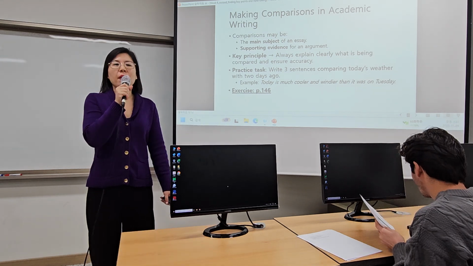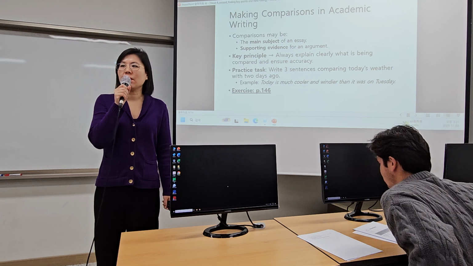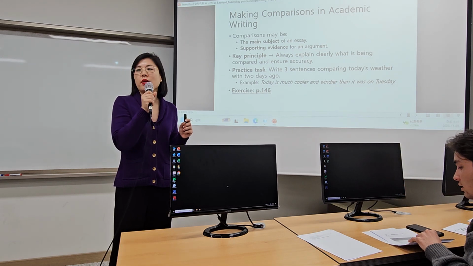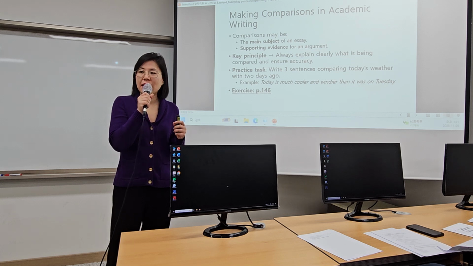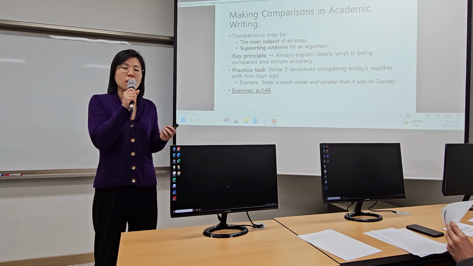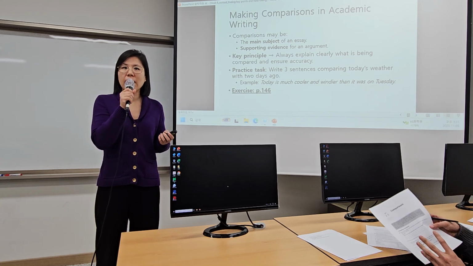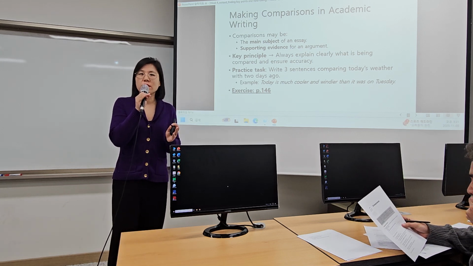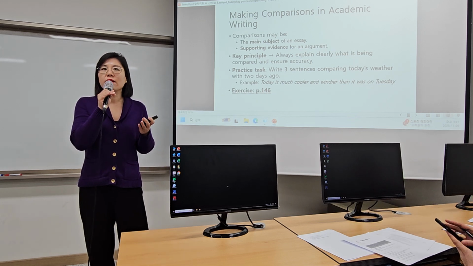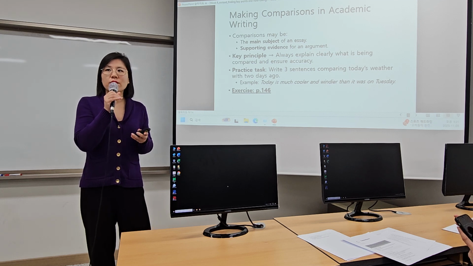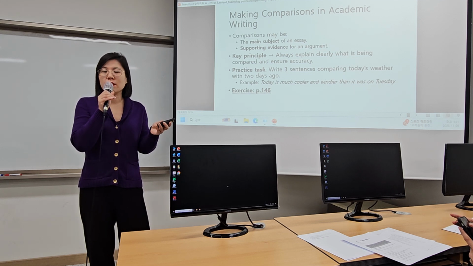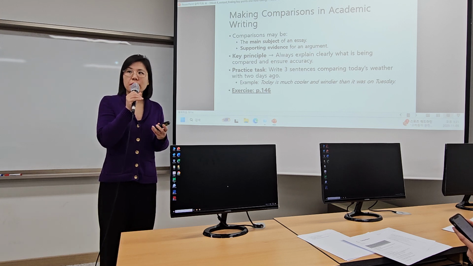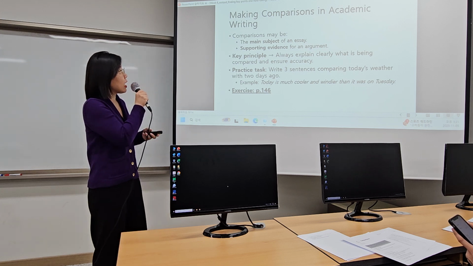Alright, so comparisons are very important in academic writing. A lot of the writing assignments that you're supposed to do involve comparison, especially when you give examples of two different countries, or two or three different case studies. Most of the time it involves some kind of comparison. So being able to use the expressions, techniques and skills well for the purposes of comparing is very important in academic writing.